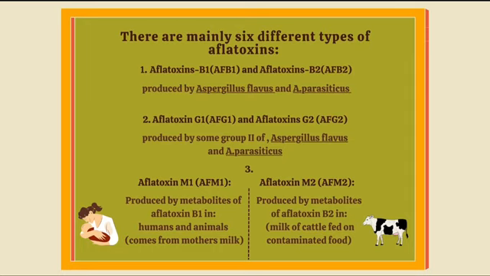Aflatoxin M1, AFM1, is produced by the metabolites of aflatoxin B1 in both humans and animals, and comes from the mother's milk. Aflatoxin M2, AFM2, is also produced by the metabolites of aflatoxin B2, and is found in the milk of cattle that have been fed on contaminated food.